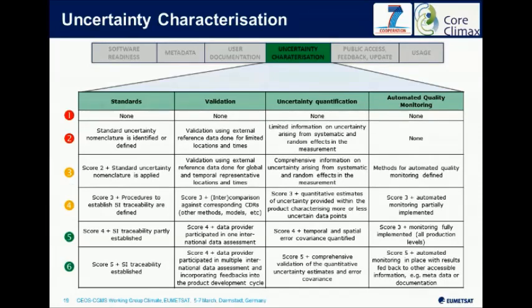Or the data set has participated in some international assessments, like the GEWEX data assessment, for example. And then how well the uncertainty is quantified and provided, and that is the next column. And is there automated quality monitoring while generating the data set? Is it checking for outliers and so on, and then feeding that back, for example, to the metadata?